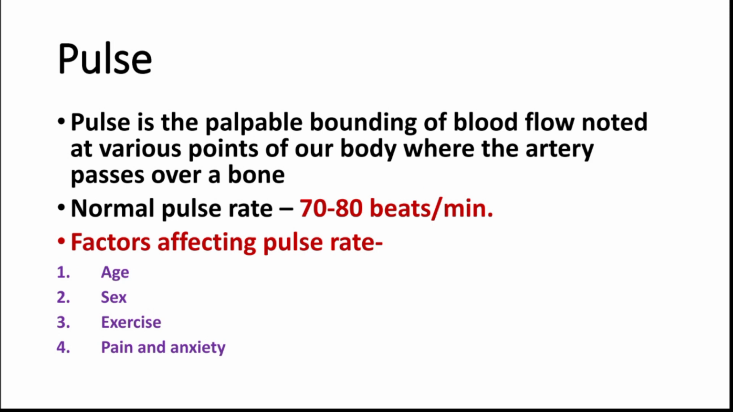Next, the factors causing variation in pulse rate. Which factors affect the pulse rate? The first factor is age. Pulse rate normally decreases with increase in age. By the advancement of our age, the pulse rate decreases. In infants the pulse rate is higher than in older age.